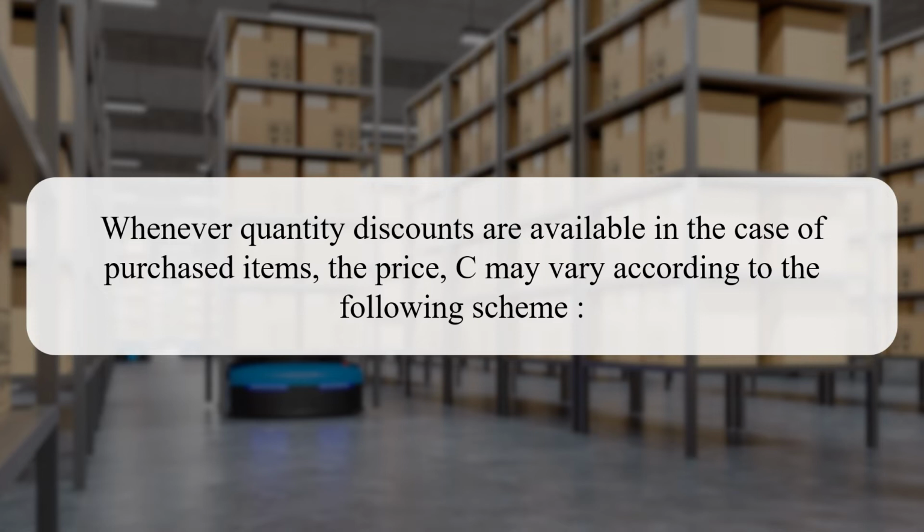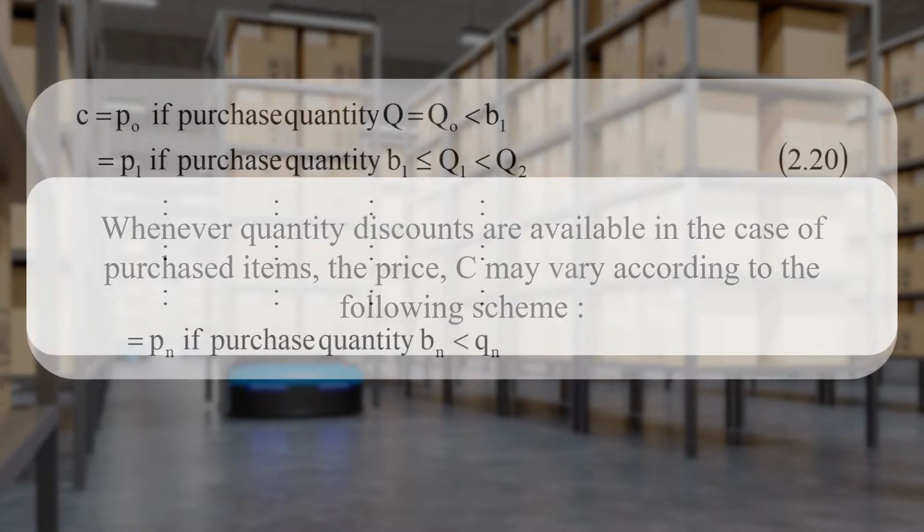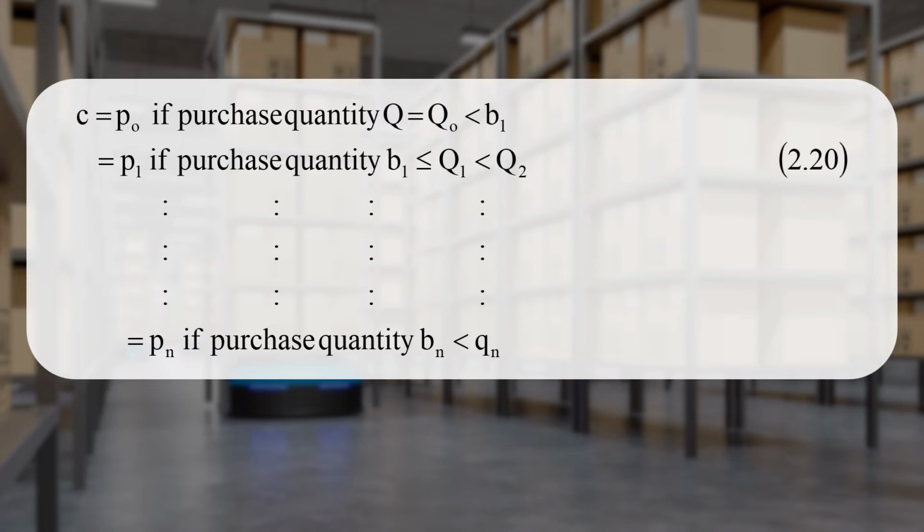Whenever price discount or quantity discount is available, in case of a purchased item, the price C may vary according to the following scheme. C is the total purchase cost. It will be equal to P0 if the purchase quantity is less than B1. This will be equal to P1 if the purchase quantity lies between B1 and B2.